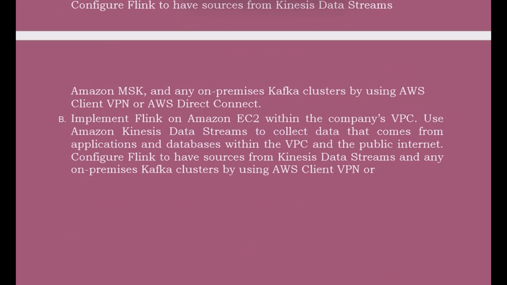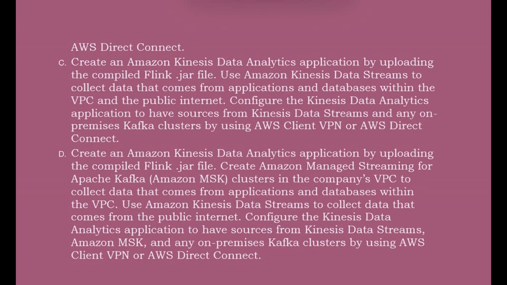Option B. Implement Flink on Amazon EC2 within the company's VPC. Use Amazon Kinesis data streams to collect data that comes from the applications and databases within the VPC and the public Internet. Configure Flink to have sources from Kinesis data streams and any on-premises Kafka clusters by using AWS Client VPN or AWS Direct Connect.